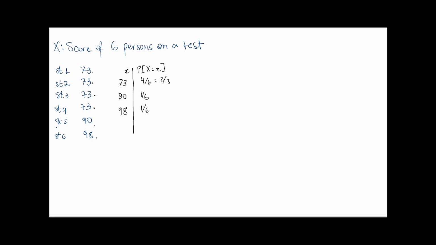So I want to calculate the variance, and I'm going to use the first formula. So the variance is the expected value of x minus mu squared.